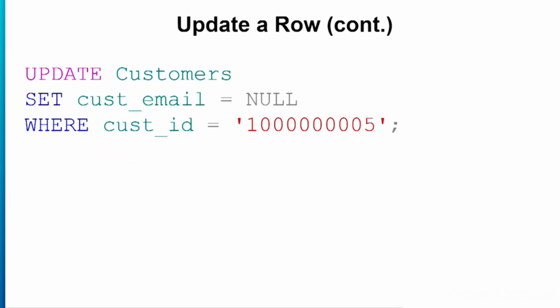Let's look at one last example, because this one isn't intuitively an update. If you want to delete the value in a column for a row, that's actually not a delete operation, because a delete deletes the entire row. If you want to delete the value in a specific column for a row, you want to update it with null, and null sets it back to no value. In this example here, update customers, set customer email to null for the specified customer ID.